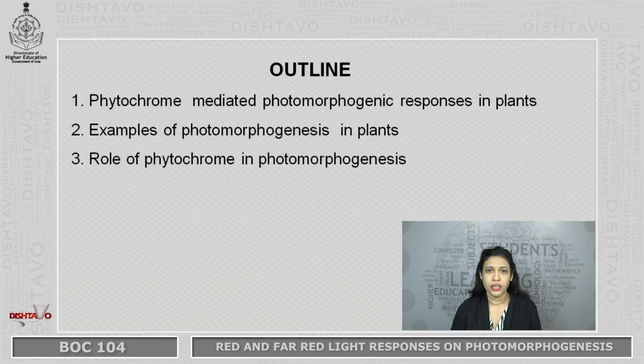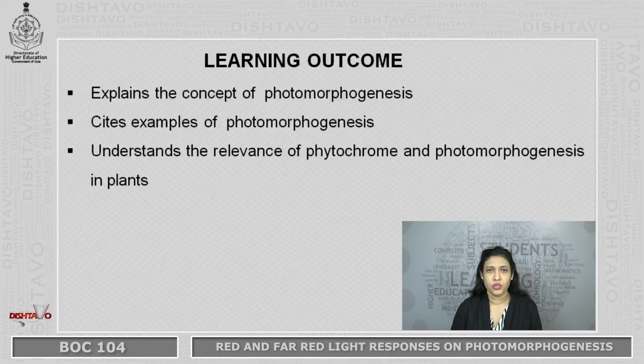So what is the outline of today's lesson? 1. Phytochrome-mediated photomorphogenic responses in plants. 2. Examples of photomorphogenesis in plants. And 3. Role of phytochrome in photomorphogenesis. What will be the learning outcome at the end of this session? It explains the concept of photomorphogenesis, cites examples of photomorphogenesis, and understands the relevance of phytochrome and photomorphogenesis in plants.